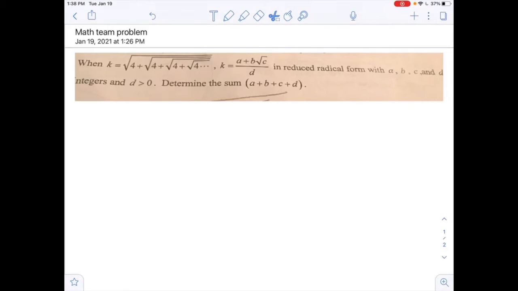Alrighty. Hello. My name is Molly MacDonald, and I am co-president of Math Team along with Gavin Schilling. And I'm going to go over a problem today.